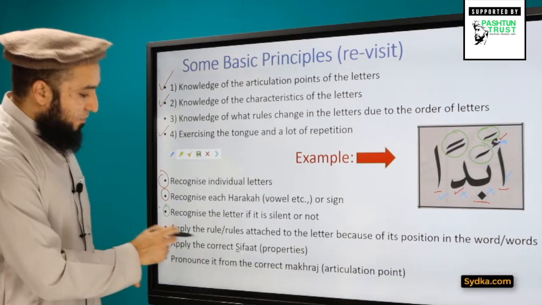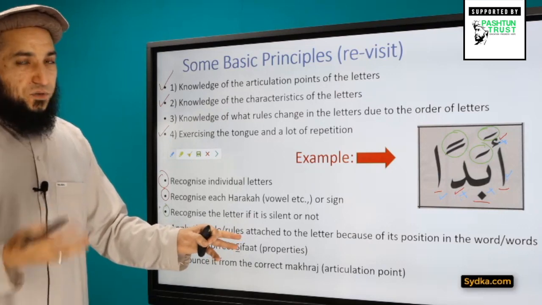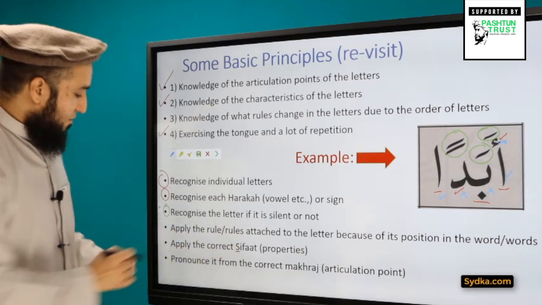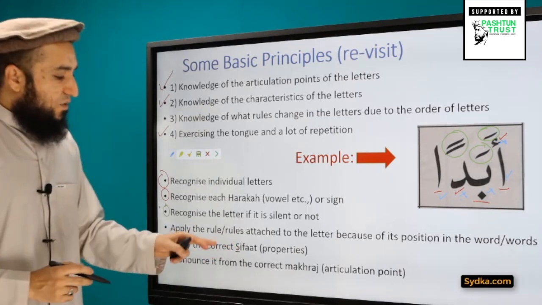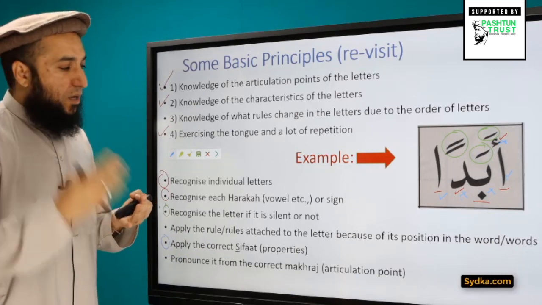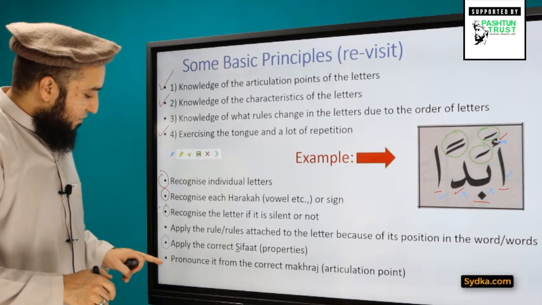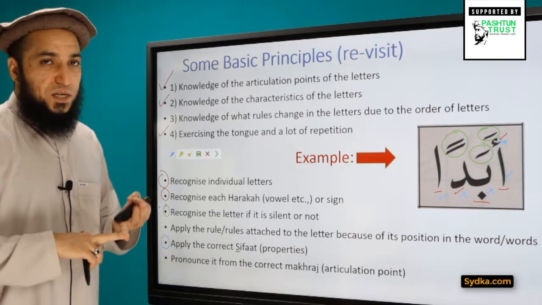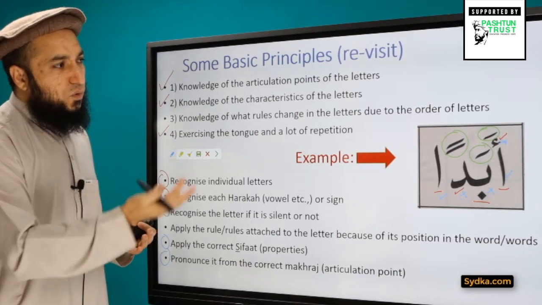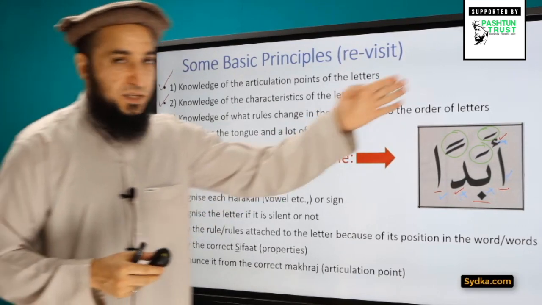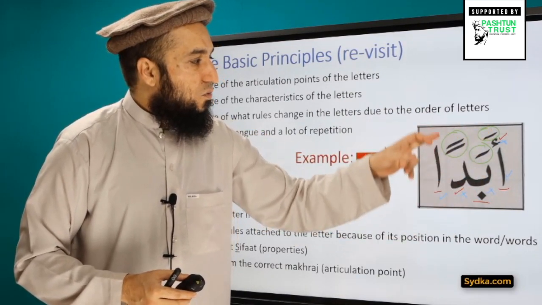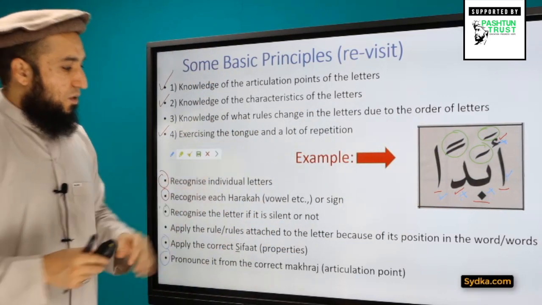The next one is we apply the rules that attach to individual letters. We will study that in advanced level. Apply the correct sifat. We have studied only a few of them. One of them would be if the letter is heavy or light. So we apply those rules, and the rest we will study in advanced level. The next one is pronouncing each letter from its correct makhraj, articulation point. And the other one we can add is we count how many syllables are there. For example, here is a, 1, ba, 2, then. So there are 3 syllables in this word.